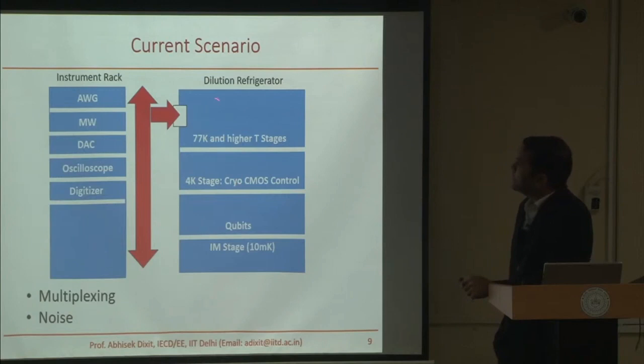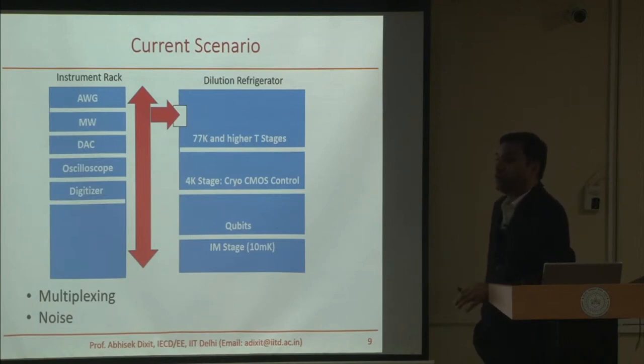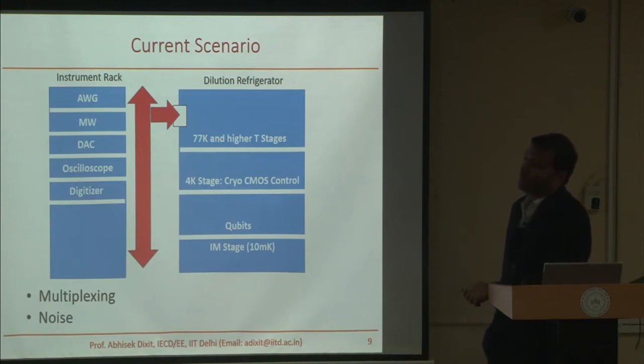I'll just give you an idea. This dilution refrigerator at the least will cost you in Indian currency 4 crore rupees as of today. This instrumentation, if you do for even 4 qubit parallel measurements, which have to be phase locked and a lot of other things, is going to cost you another 5 crore. So this is already like a 10 crore system to measure 4 qubits at the same time, parallel measurements, right?